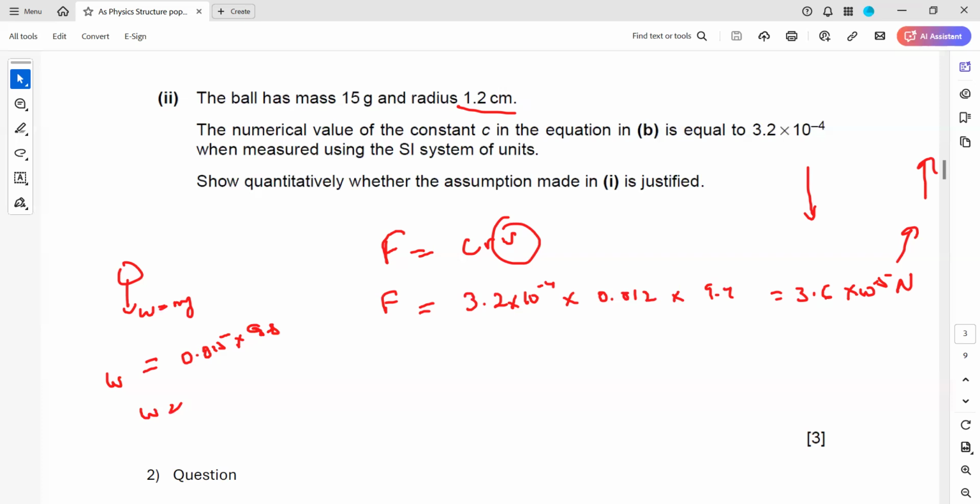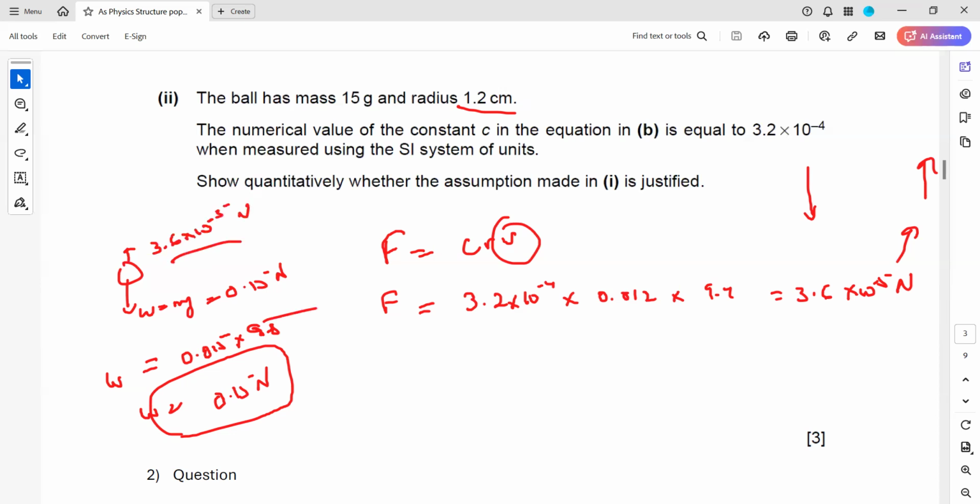What is the weight? So approximately 0.15 if I take g as 10. If you compare the two forces, weight, the downward force, is 0.15 Newton, whereas the upward force, the drag force, is 3.6 × 10^-5 Newton.